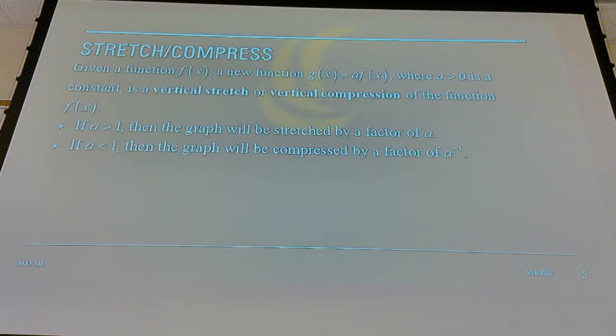This is where your textbook is incorrect. They say it's compressed by a factor of a, which is not true. Right, if a is 1/2, if you're saying you're compressing it by a factor of 1/2, which actually means you're stretching it. And so we'd say it's compressed by a factor of 2. Which means you're multiplying everything by 1/2.